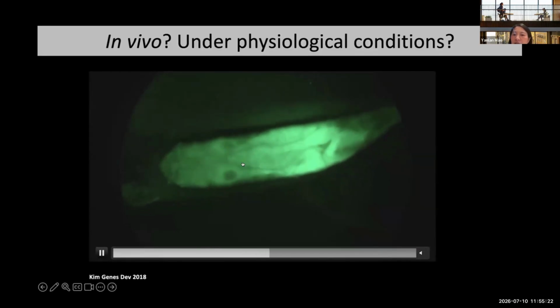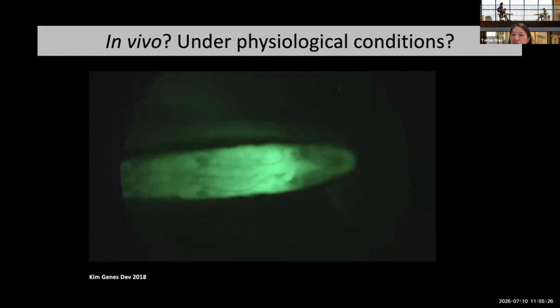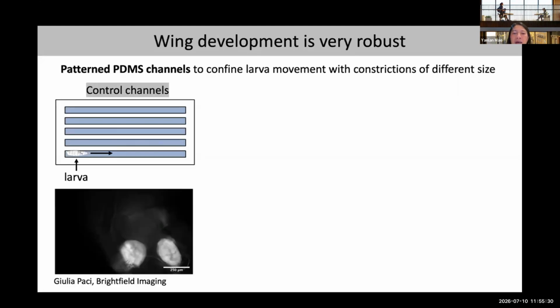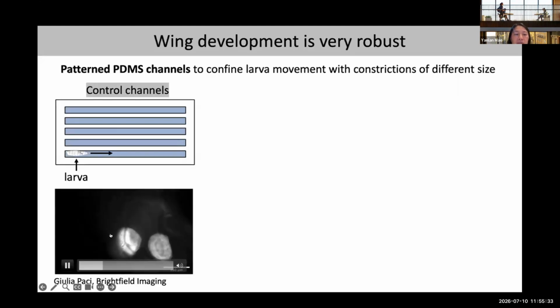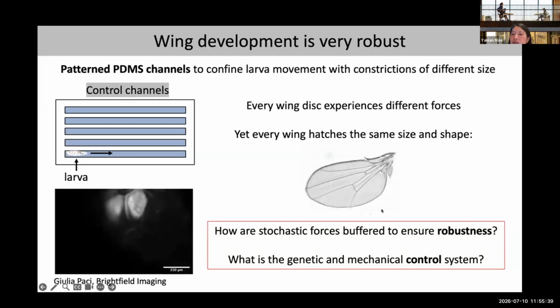Actually, all the organs inside the larvae are constantly moving. Okay, so this is why trying to buffer these forces is very relevant. Otherwise, you'll have deformed wings hatching every time. But as I said, if you focus on, for example, the wing discs, you'll see they undergo fluctuating forces, but every wing, adult wing, hatches out identical.